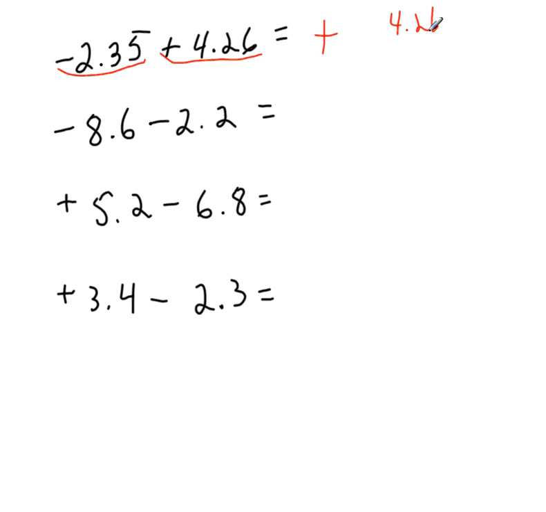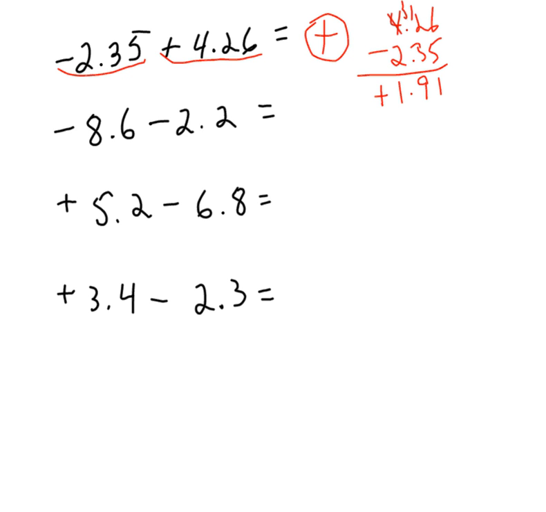In order to do that, we can take 4.26 and we can find the difference between 2.35. And we have a difference of 1.91. And since the difference between 2.35 and 4.26 is 1.91, and we know the answer is going to be positive, it must be positive 1.91.